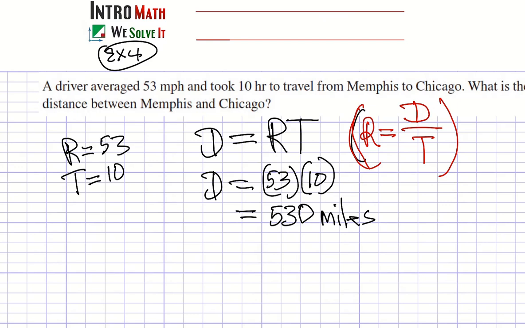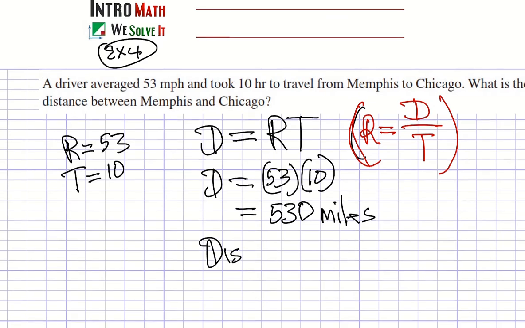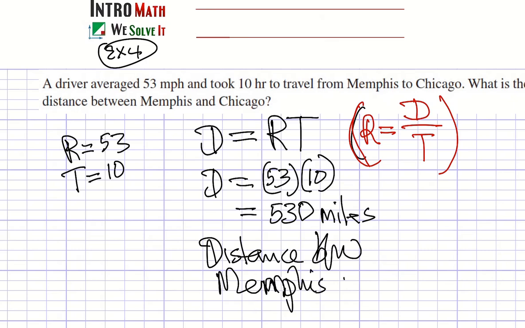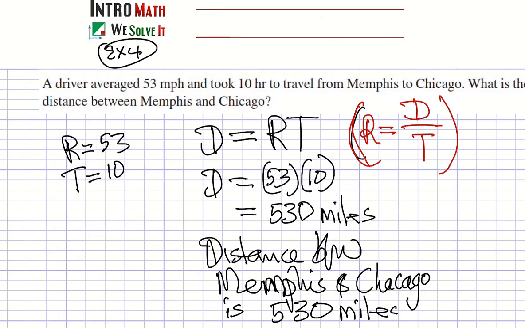You know, because everything is in miles per hour, okay? And then the hour is in hours. So the distance, then what that means, the distance between Memphis and Chicago is 530 miles, okay? That's all that is saying. So we'll find the distance and we'll move on. We're done with that one, okay?